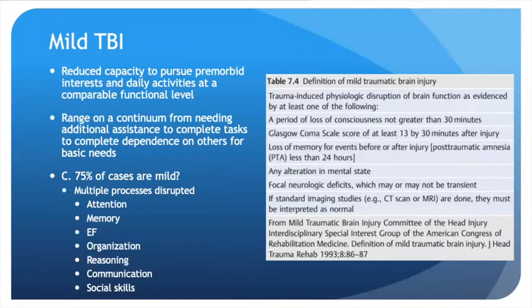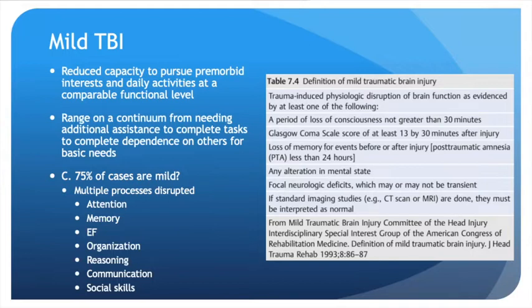Okay, in the case of mild TBI, this refers to a reduced capacity to pursue premorbid interests and daily activities at a comparable functional level. So mild TBI can range on a continuum from needing additional assistance to complete tasks to complete dependence on caregivers for basic needs. About 75% of cases are mild, according to some data.